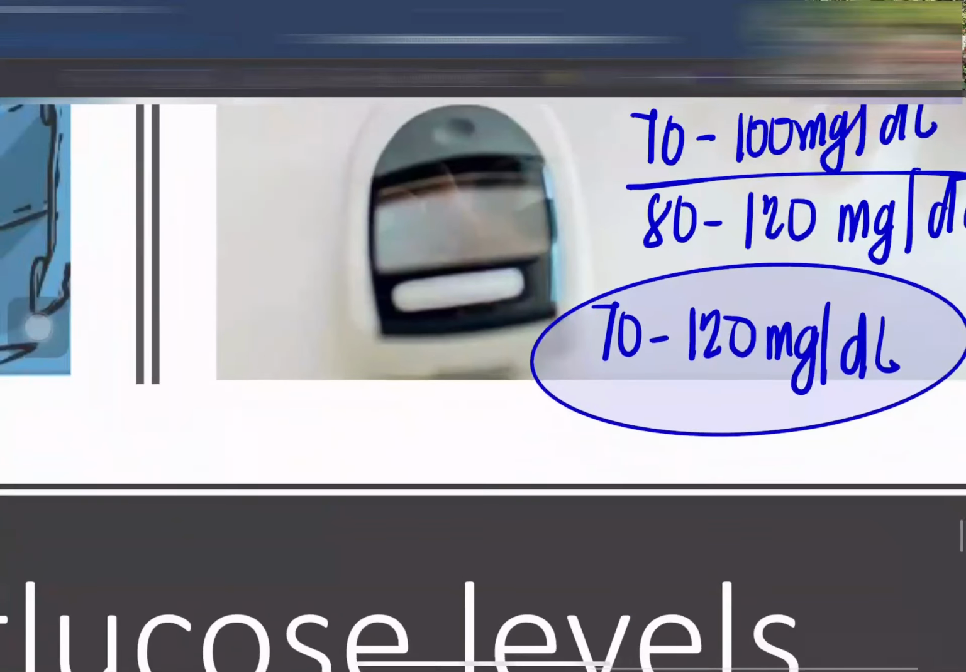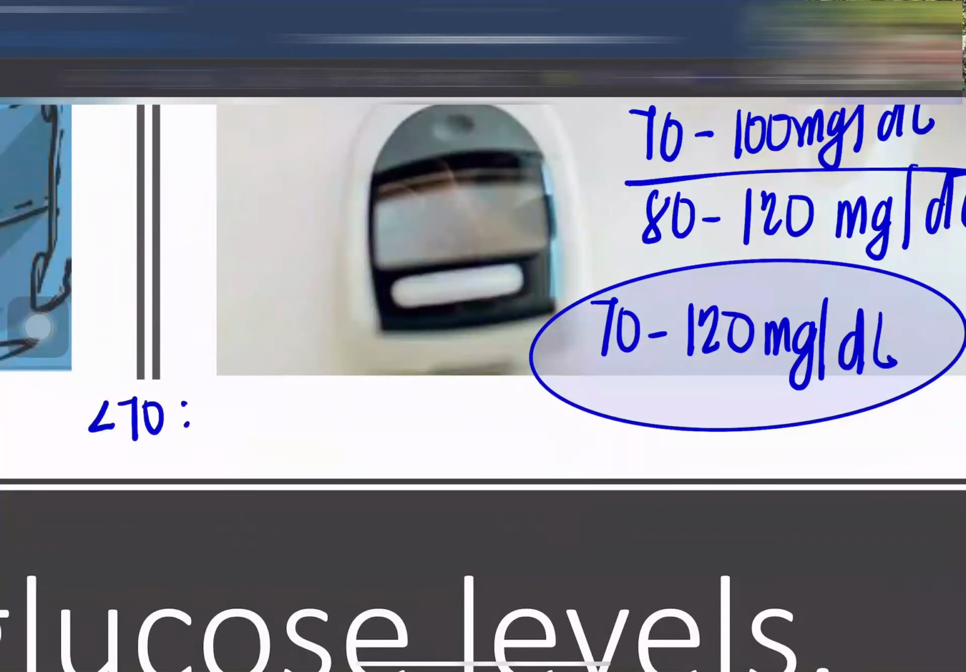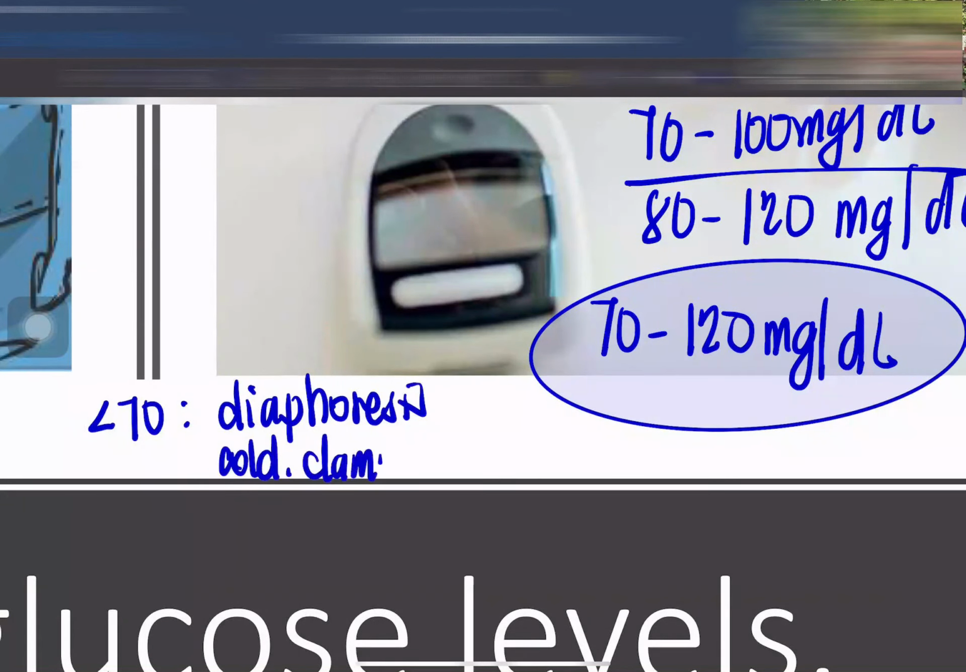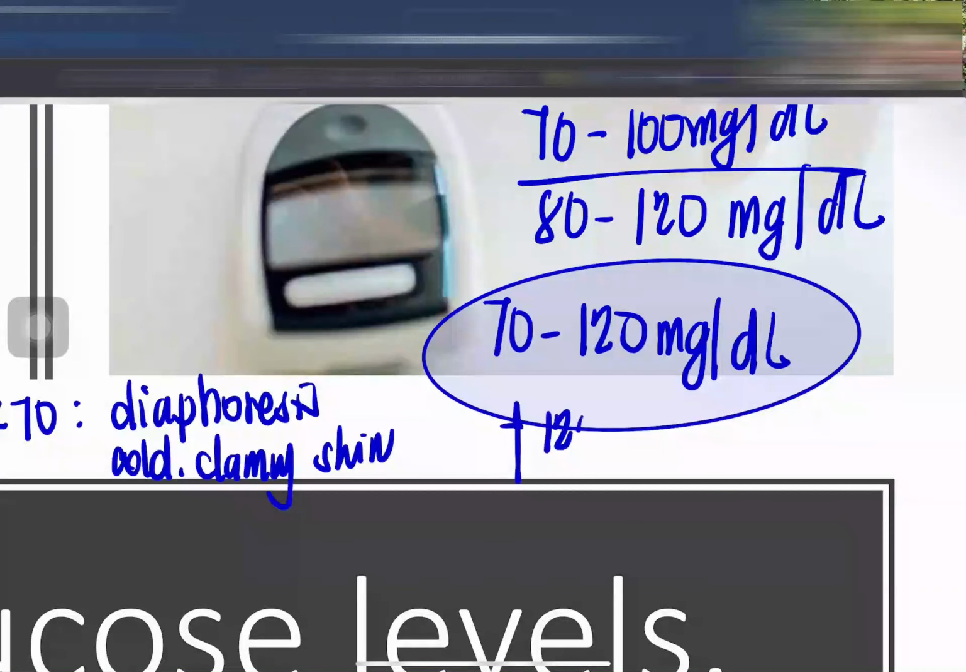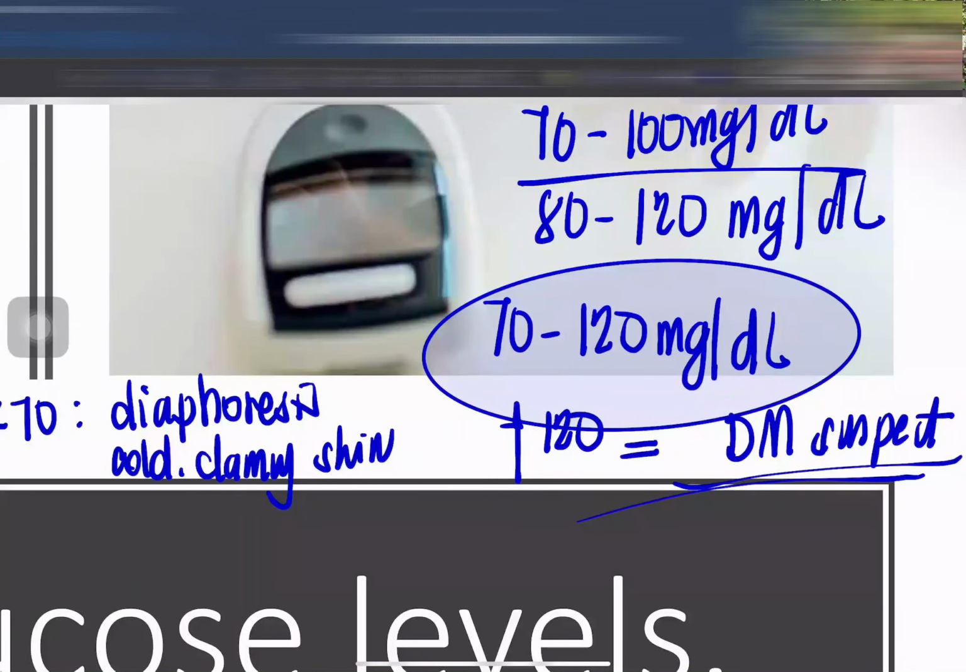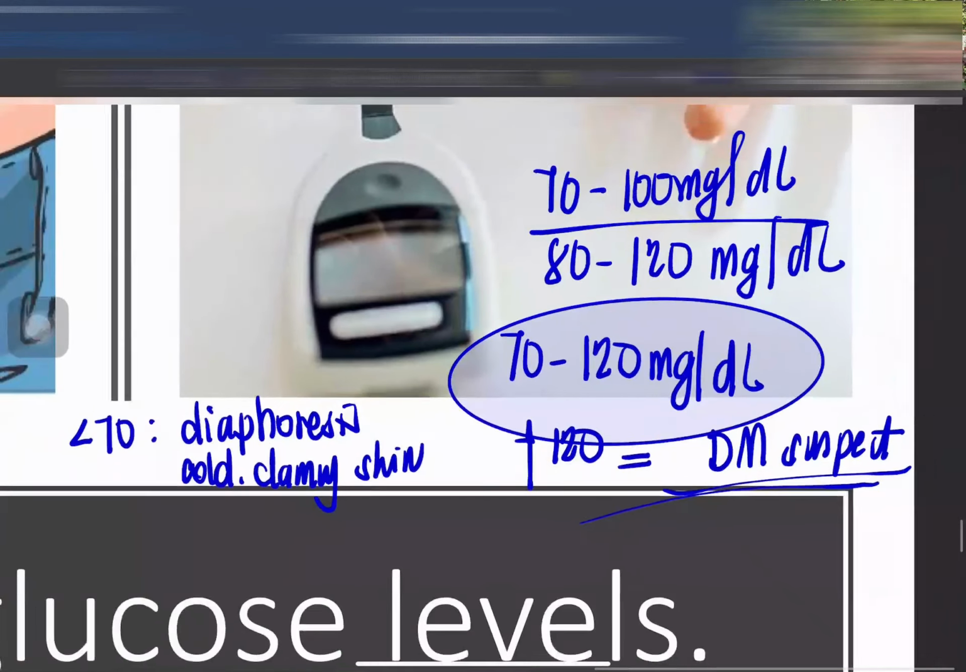Now, if the patient's blood sugar is less than 70, they are your patients who are sweating, they are diaphoretic. Our common description is cold clammy skin. You know the feeling when you are sweating but your hands are cold? Okay, that is lacking in blood sugar. Lacking in Coke, lacking in soda. I'm not promoting Coke. Then class, if it is consistently greater than 120, we suspect that the patient has diabetes mellitus. DM suspect. Sir wrote suspect because we have diagnostic criteria.